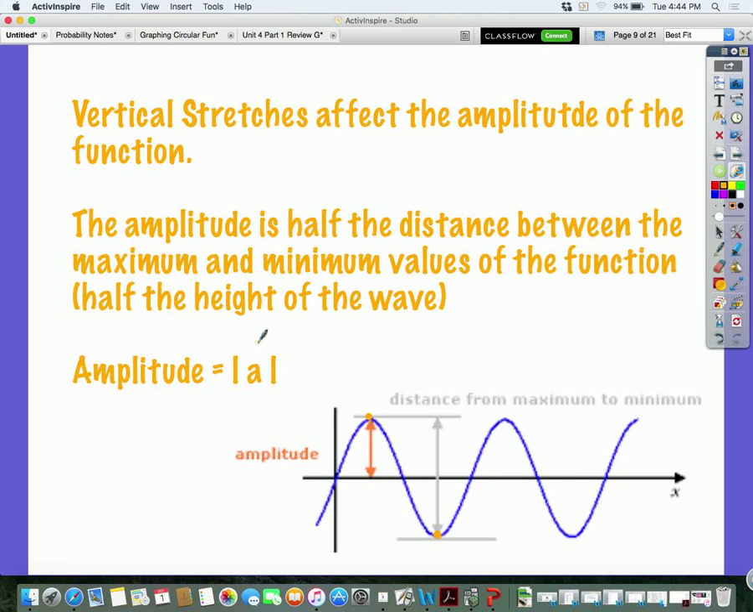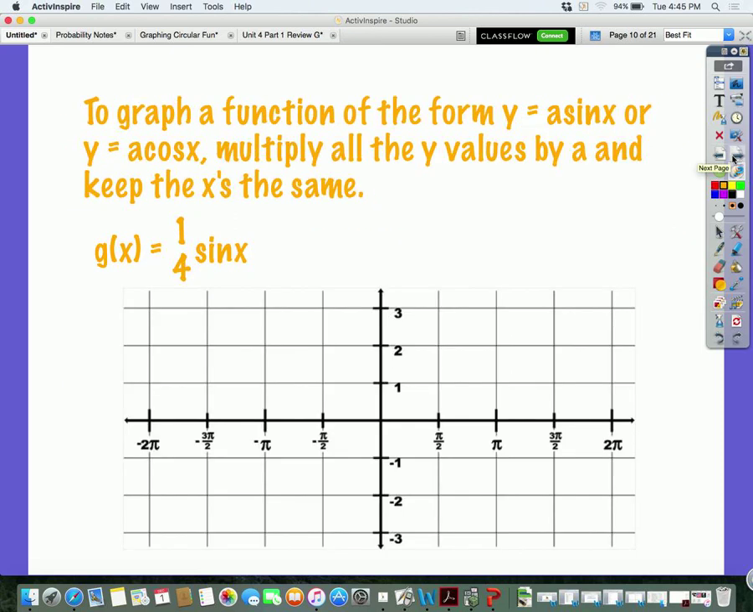Amplitude is always the absolute value of A. Sometimes A can be negative. It's the number that is in front of your trig function. And remember, when we're doing vertical stretches, if it's negative out in front, that means it gets reflected over the x-axis. So do realize that amplitude is always positive.